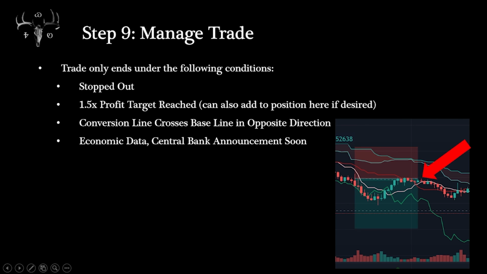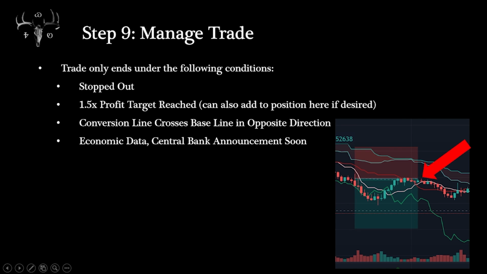Right, so the other ways that you can get out of a trade are if your conversion line crosses the baseline in the opposite direction. So you see here we're trading, we're short, whatever this was, I don't remember. It goes our way for a while, but then it doesn't, and our conversion line crosses the baseline in the opposite direction. Right, and for me, that's usually a clear point where I close the trade.